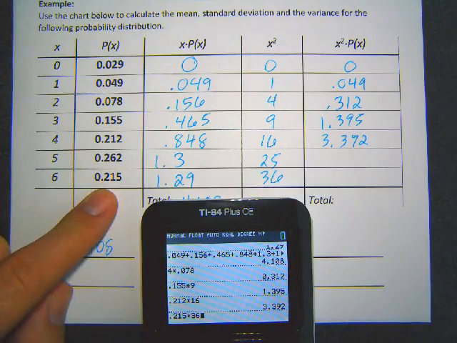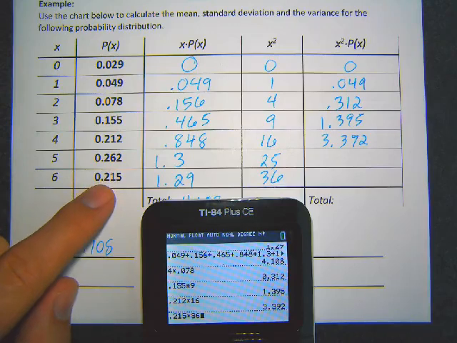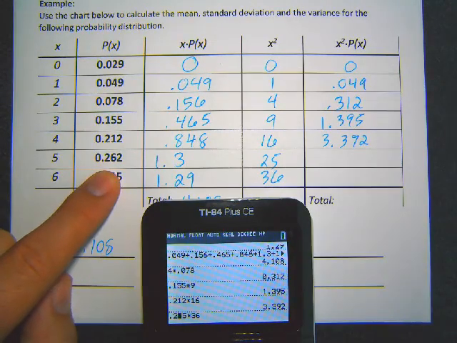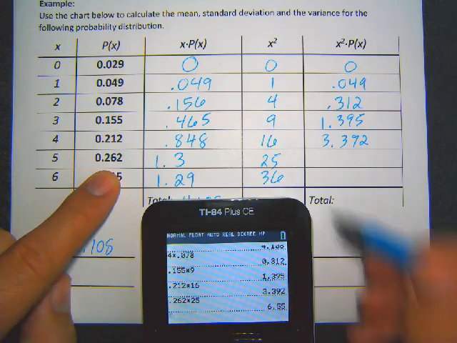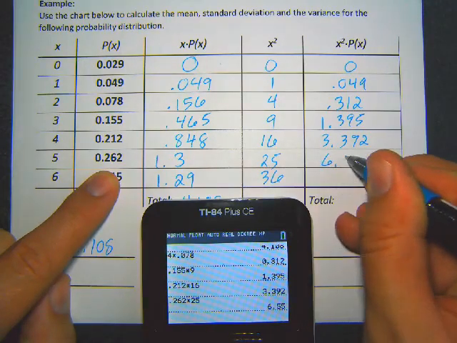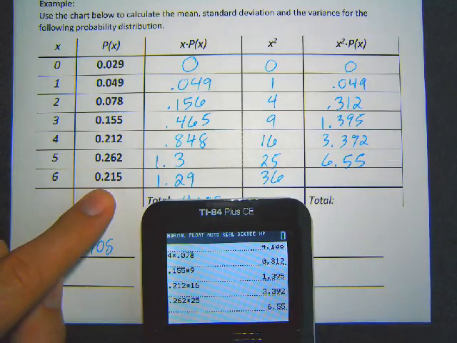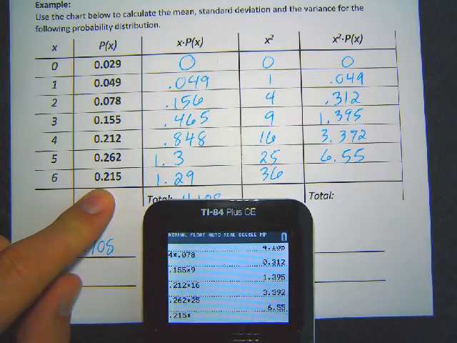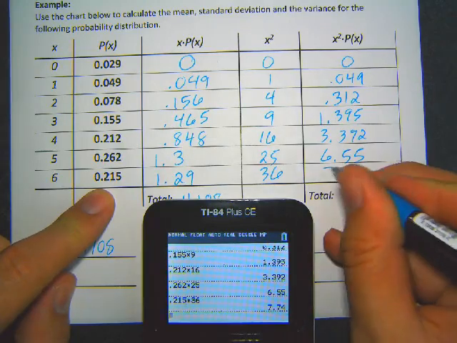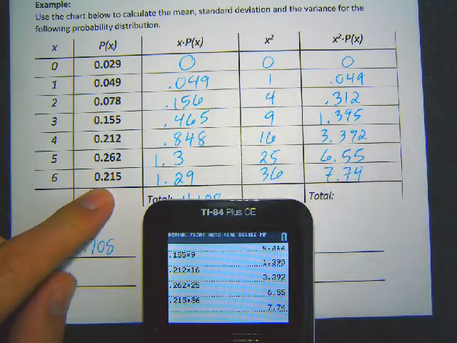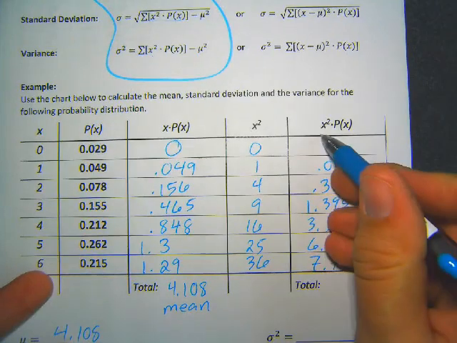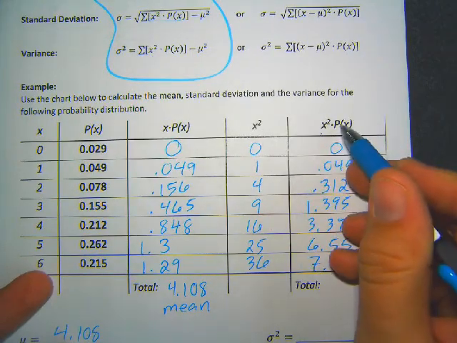Oh, did I miss one? Ooh, I'm trying to skip one. Let's go back. Let's do 0.262. Make sure I'm doing them in order. 0.262 times 25. And I get 6.55. Okay, then I do 0.215 times 36. And I get 7.74. Okay, so that's our x squareds times our probabilities, p of x.